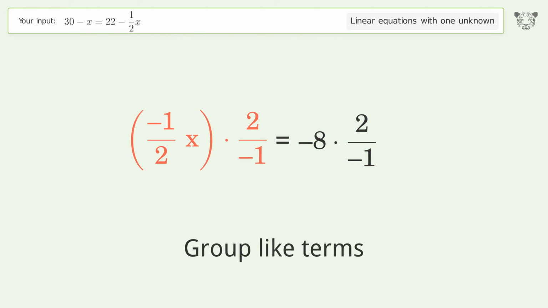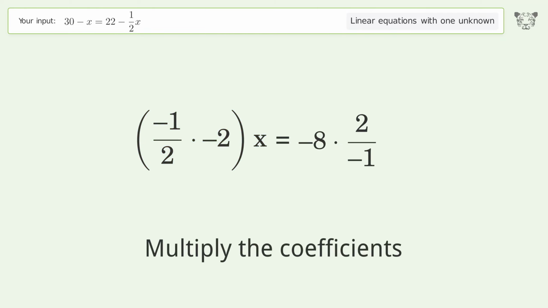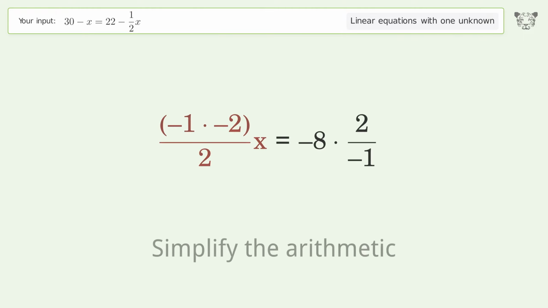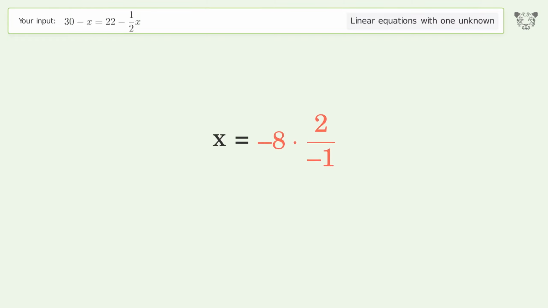Group like terms. Multiply the coefficients. Simplify the arithmetic. And so the final result is x equals 16.